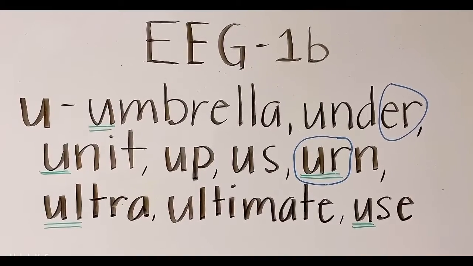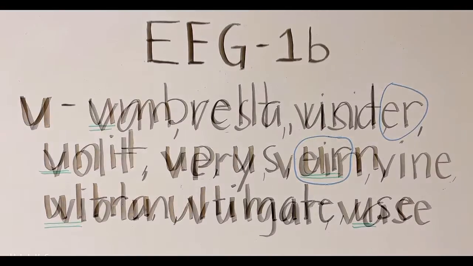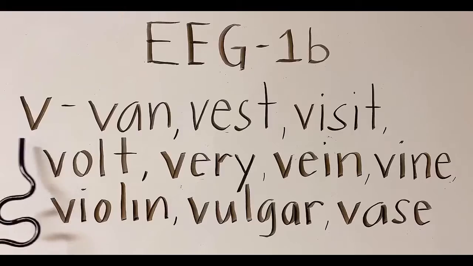And lastly, let's look at the letters E here. Ultimate and use. Okay, E has a silent sound. Even the E here has a silent sound. Okay, so it's silent E and silent E. Ultimate, use. Okay, good. Now let's go to the letter V.